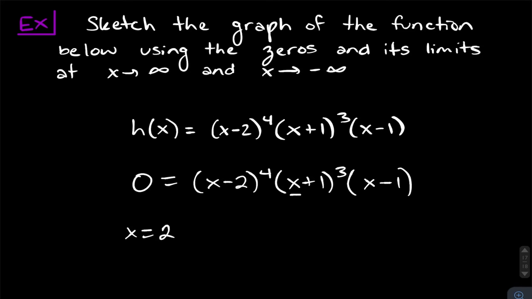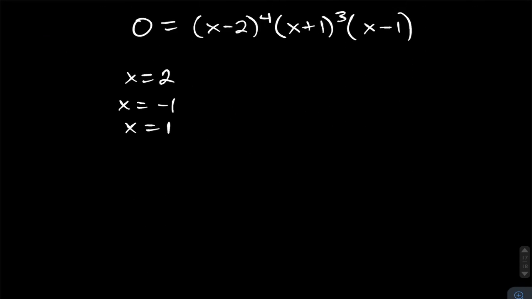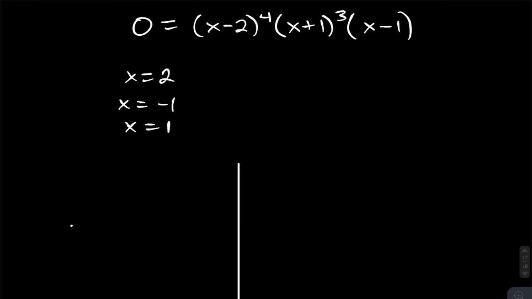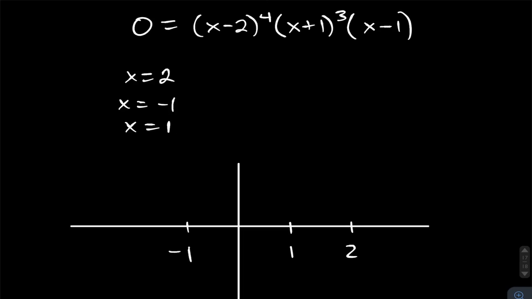Okay, we could also have a negative 1, that would make this 0. We could also have a positive 1, that would make everything 0. So those are our three zeros. So we're going to plot them on a graph down here. All right, awesome. We have 1, 2, and negative 1.